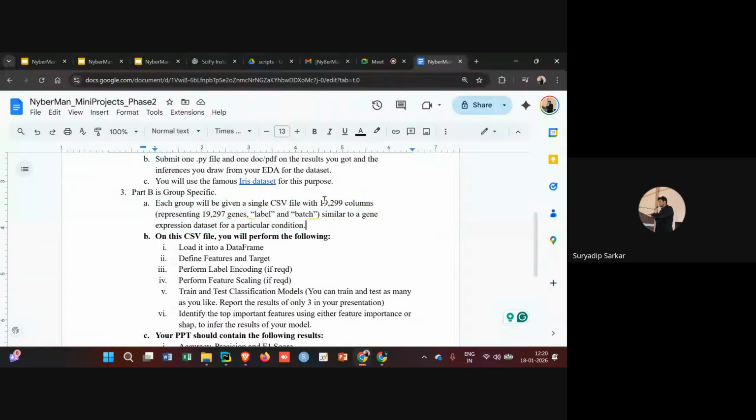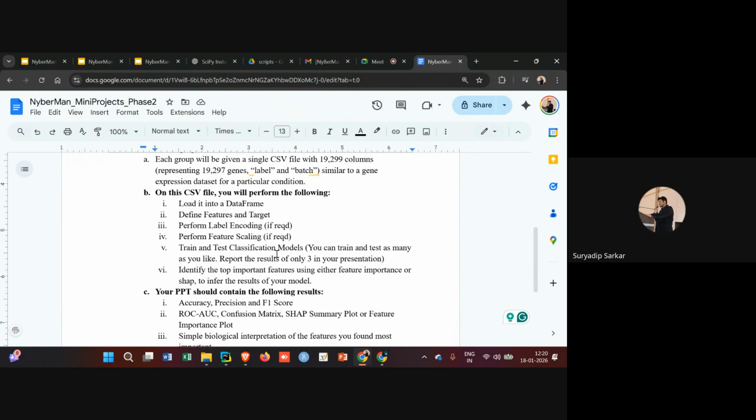Okay, so also this is not something that you will be able to open in Excel. So you would have to directly load it into a pandas data frame and deal with these columns. Okay, now this is step by step what you have to do on each of these CSV files.